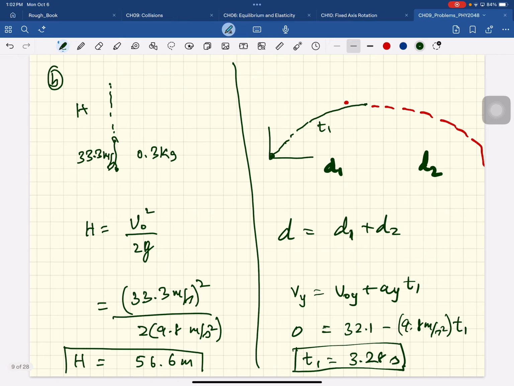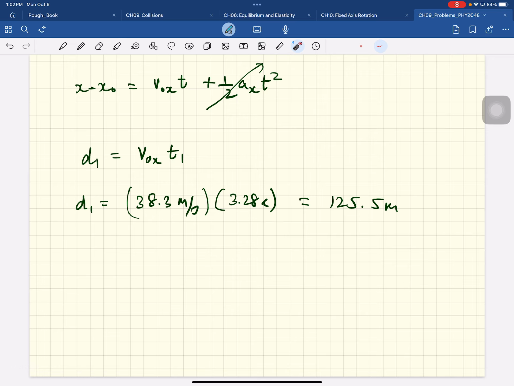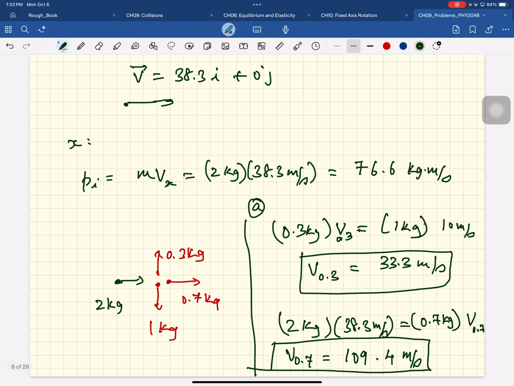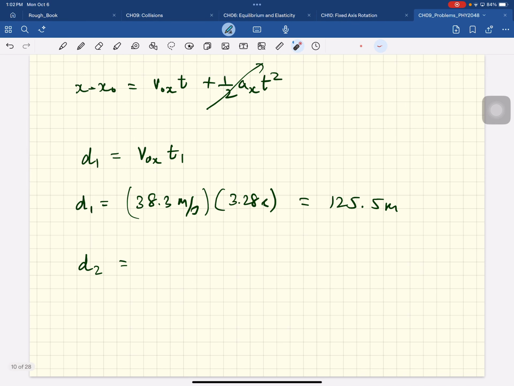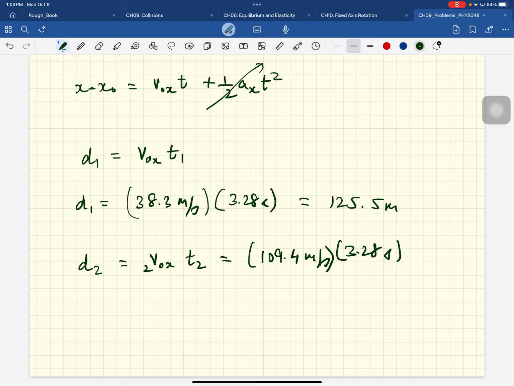Okay, so this distance is 125 meters. And now D2 is the velocity of the 0.7 kg piece, which was 109 meters per second. So D2 is V naught x for the second piece times T2, which is 109.4 meters per second times 3.28 seconds. The time of flight was the same.